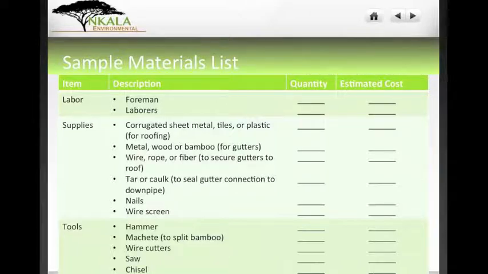And as well, from a construction standpoint, what are the tools that you'll need? So how many hammers do you think you'll need? How many machetes do you think you'll need? And this, of course, is related to the number of laborers that you have. So you don't want to have five brothers laboring, but you only have one hammer, right? Because then you're going to be paying a bunch of people for standing around doing nothing. So you want to make sure that your tools match your laborers. Very important.